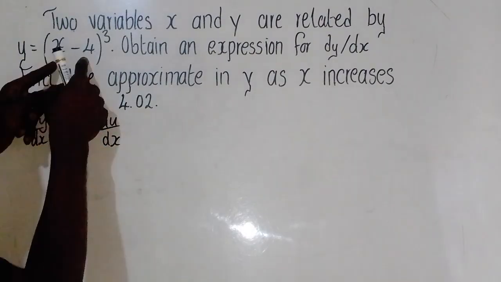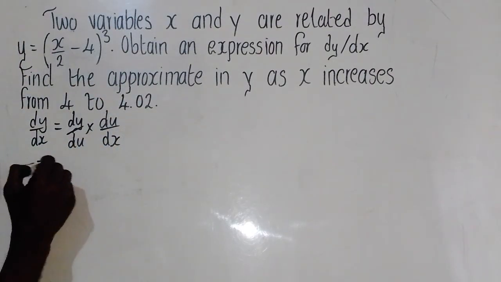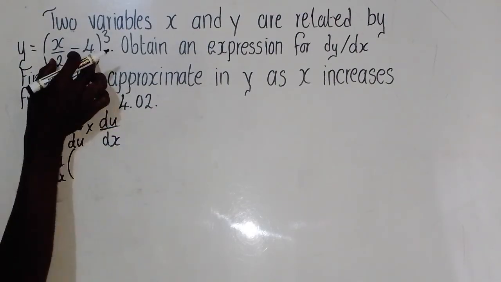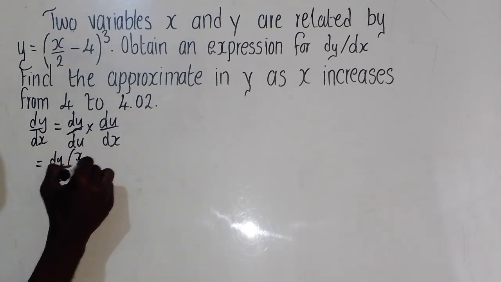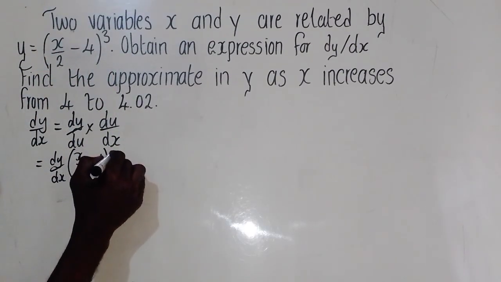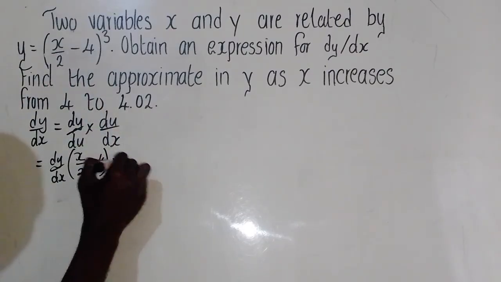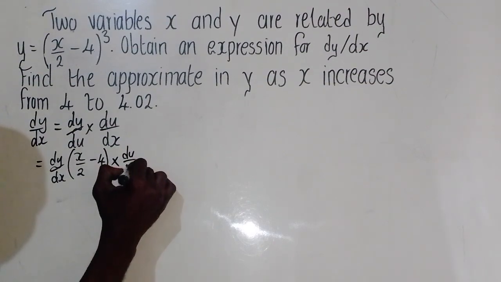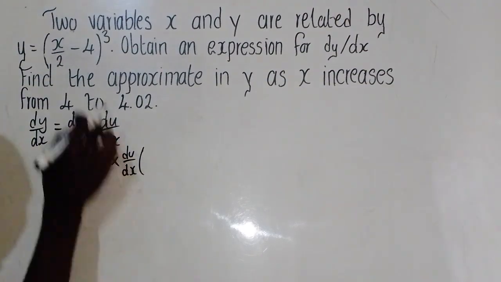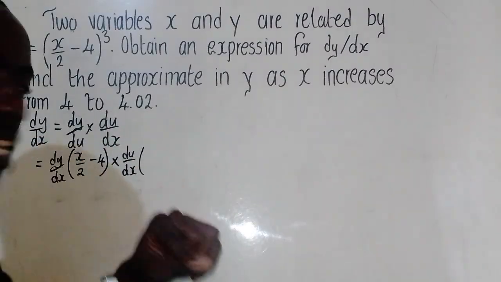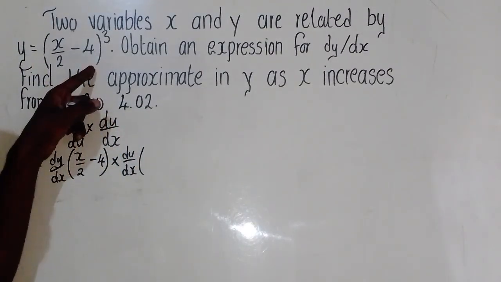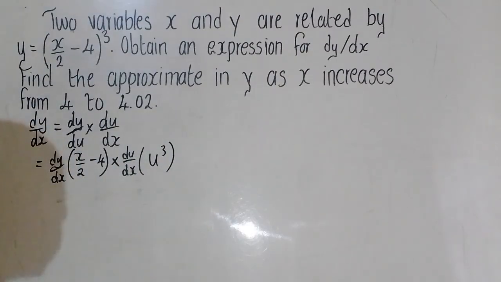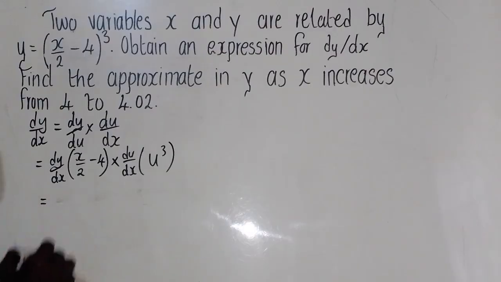So it will be like this, equal, so it is now dy over dx, and then for du over dx you pick what is inside only, so it is x over 2 minus 4, and then you say times. Now the next step you get this one, du over dx, and then here now you pick everything. Now since we know to say this one here it is u, so you pick u to the power 3 like this. You have seen? Yes, so we continue now.